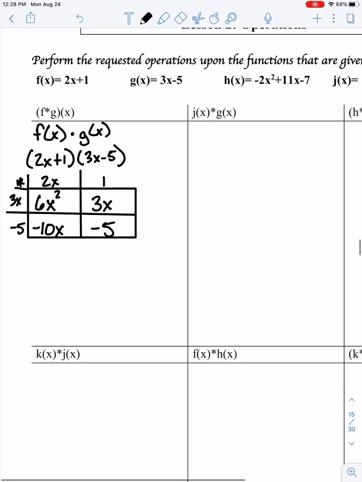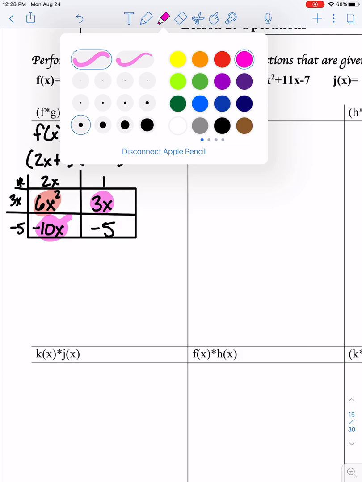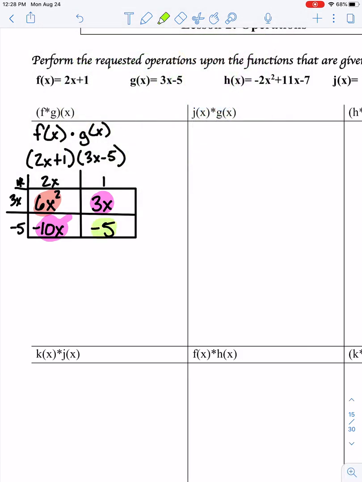And then you combine like terms. Again, I have an x squared. It's by itself. I have an x term and an x term with a degree of 1. And then I have a constant term. Again, you want to write your answer highest degree to lowest degree. So 6x squared, plus 3x plus negative 10x plus negative 5.